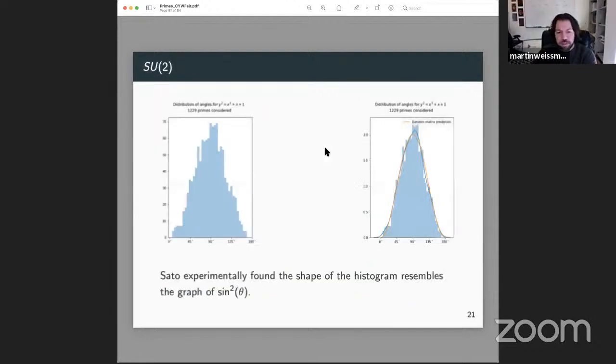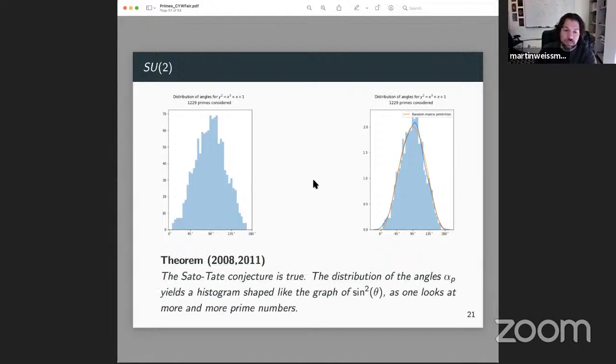And this shape, this is what Sato found. He found that the shape, time and time again, appeared to be just like the graph of y equals the sine squared of theta, where theta goes from 0 to 180 degrees. This was Sato's discovery. Again, kind of an experimental discovery using some very early computers, actually.